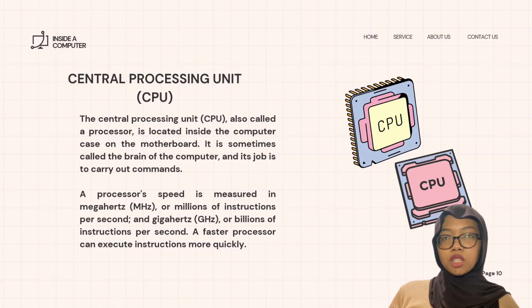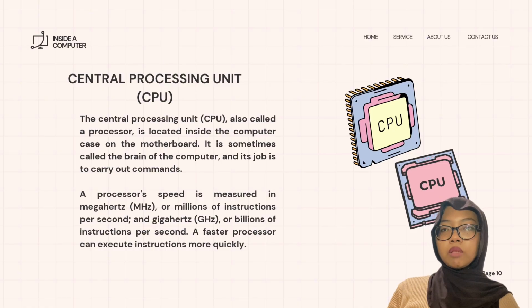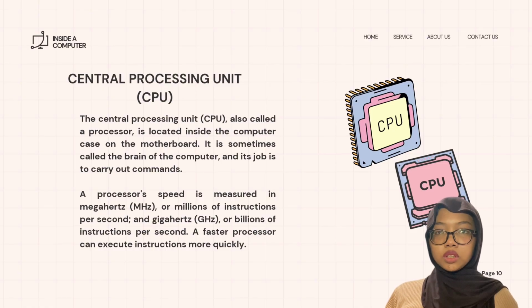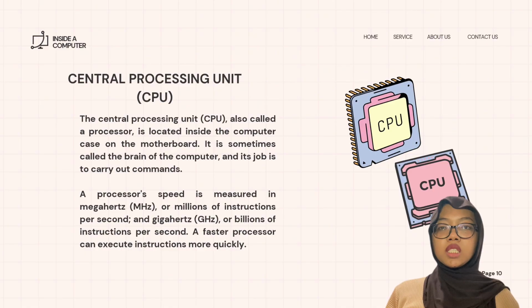The central processing unit, or CPU, also called a processor, is located inside the computer case on the motherboard. It is sometimes called the brain of the computer, and its job is to carry out commands. Whenever you press a key, click the mouse, or start an application, you are sending instructions to the CPU. The CPU is usually a 2-inch ceramic square with the silicon chips located inside. The chip is actually about the size of a thumbnail.